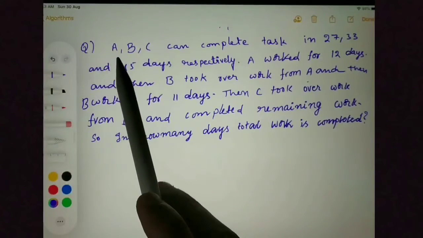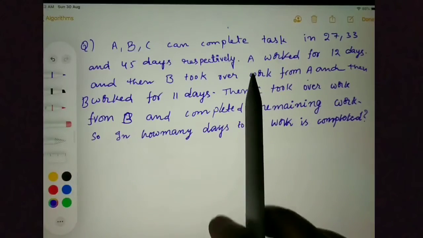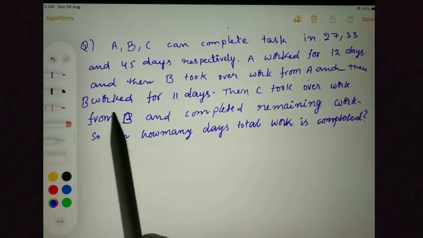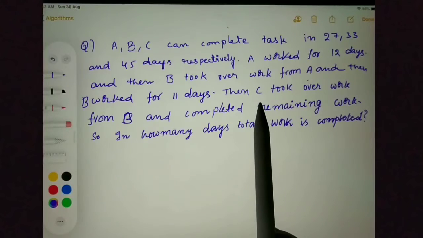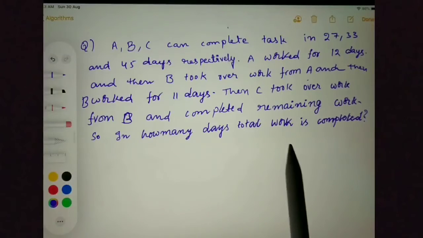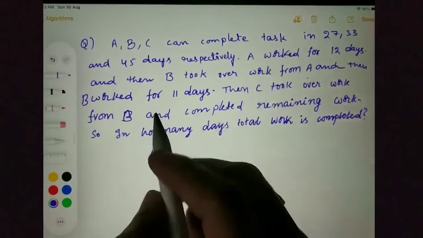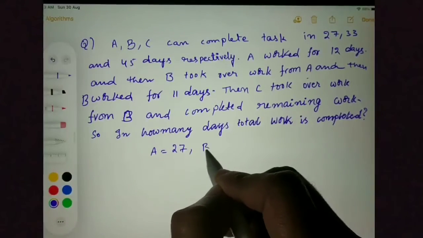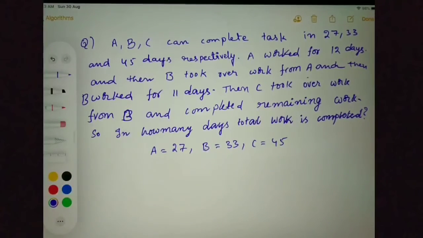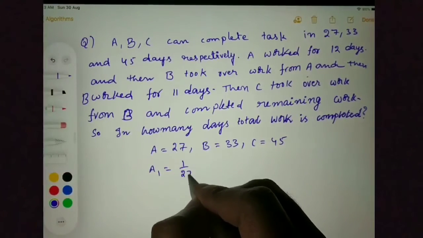Here is another question. A, B, C can complete a task in 27, 33 and 45 days respectively. A worked for 12 days, and then B took over work from A, and B worked for 11 days. Then C took over work from B and completed the remaining work. In how many days is the total work completed? Here we know A can complete the work in 27 days, B in 33 days, and C in 45 days. What is A's 1 day's work? That is 1 by 27.